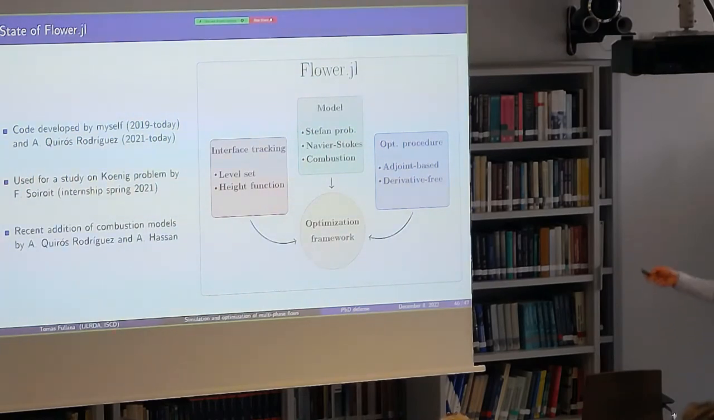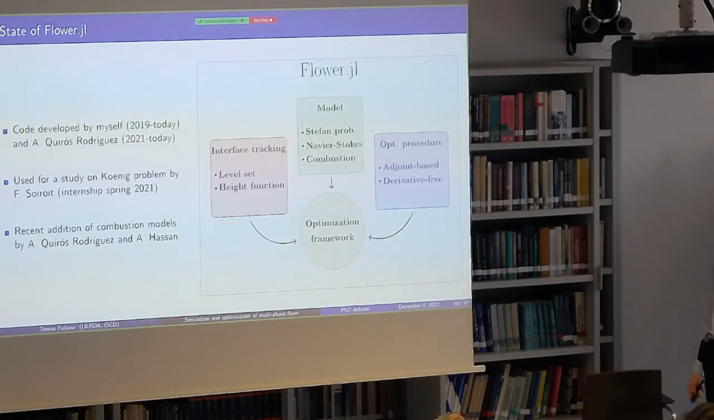So we have this big sketch here where we have a Flower that embeds all the different possibilities that we have. We have different models. We have Stefan problem, Stokes, and now we have different interface tracking methods. We have the level set. We are working on height functions. We have in the optimization procedure the adjoint-based optimization one. We have the derivative-free one, and all of this is embedded into an optimization framework.